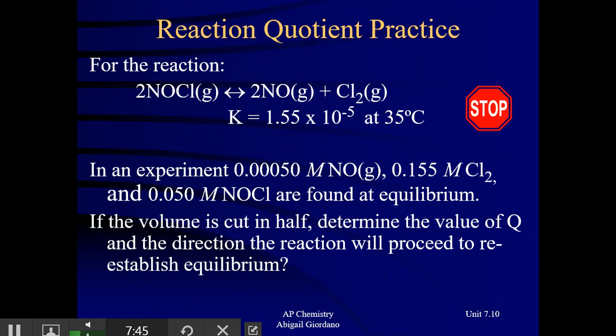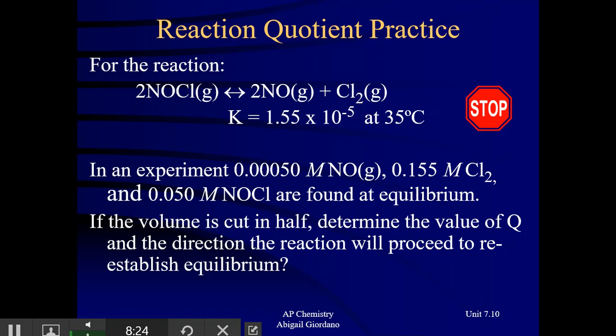So let's look at a sample question. And you can read it for yourself. If you want to pause the video, you can. Okay. We're given a balanced equation. We're given the value for the equilibrium constant. Okay. It says in an experiment, 0.00050 molar nitrogen monoxide, 0.155 molar chlorine, and 0.050 molar NaOCl are found at equilibrium. Okay, stop there. That means those molarities are at equilibrium.